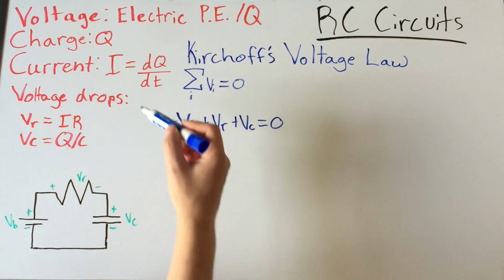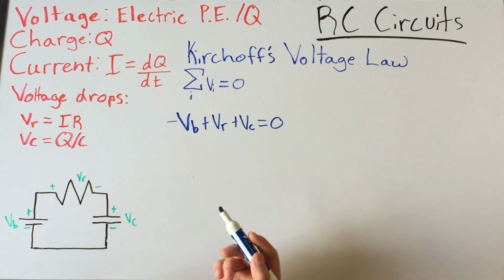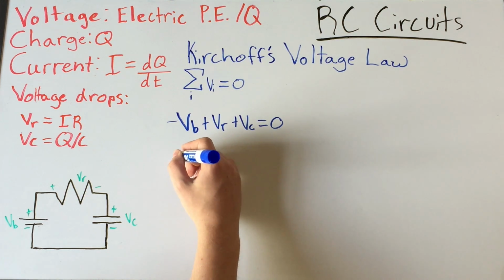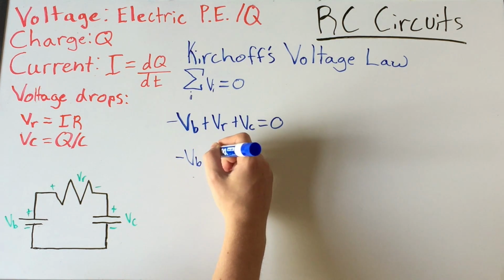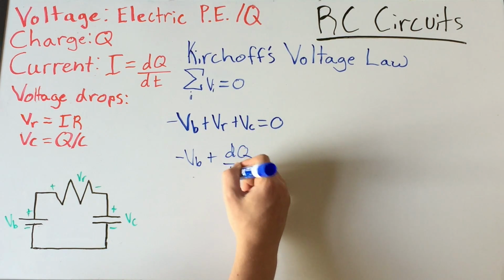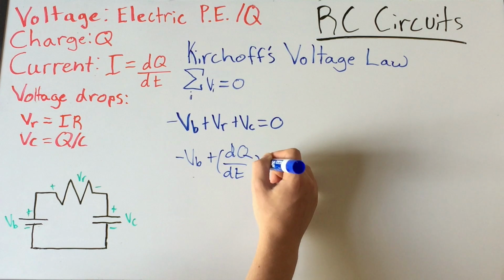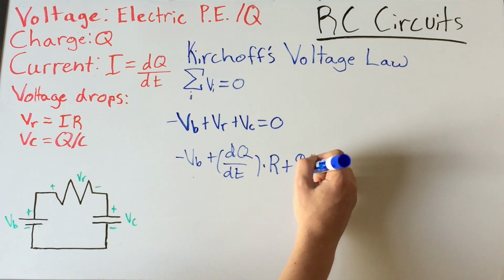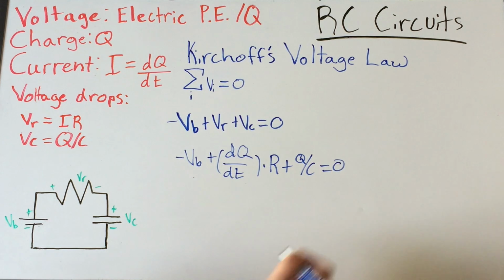And using these equations from earlier, we can substitute them into Kirchhoff's voltage law to give us negative V sub B plus dq dt times R plus Q over C equals 0. This is the differential equation that describes an RC circuit.